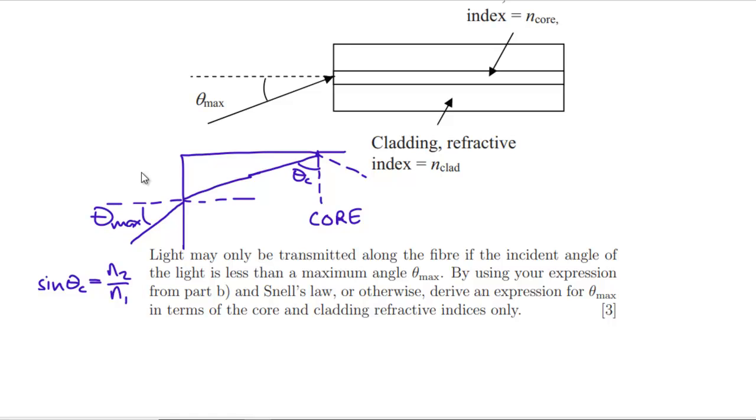Now in this case, the cladding is going to have the lower refractive index. That's what we need to have there, because otherwise this isn't going to work. So that's going to have to be n clad over n core. So sine theta c, because it has to be less than 1, that's going to have to be n clad over n core. So we have to have that.